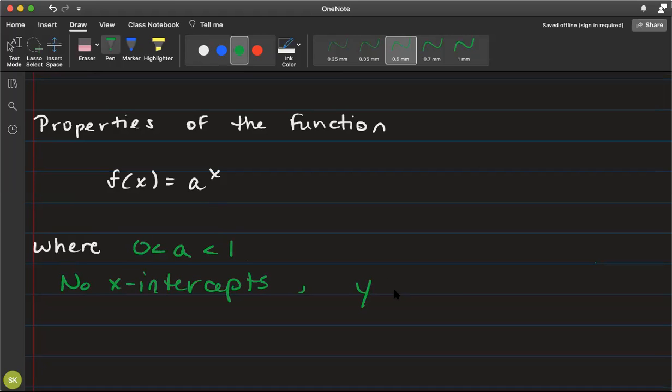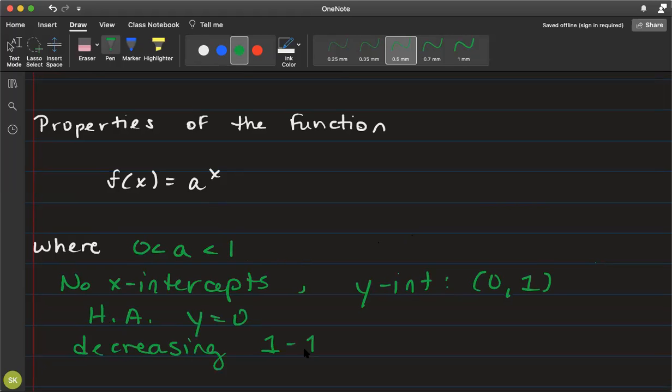We're going to have a y-intercept of (0, 1). We're going to have a horizontal asymptote at y equals 0. We're going to have a decreasing function that's one-to-one. The domain and the range are the same as before.